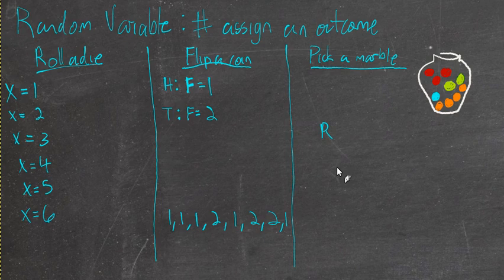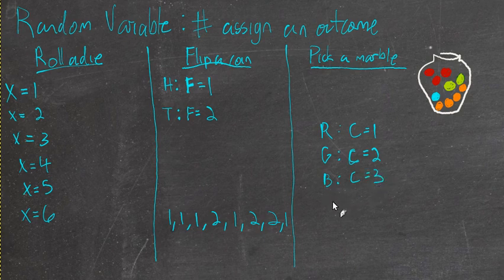And we'll just put R. Okay. And so the result would be the color of a marble. So maybe our random variable will be C. And so if we get a red, let's just call C equal to 1. And if we get green, then the color of the marble is green. And we'll just say that C, the random variable, is 2. And if we get a blue, we'll just say that C is equal to 3.